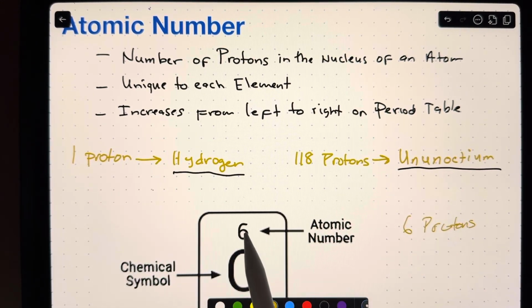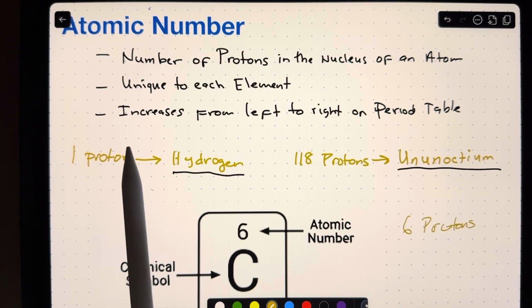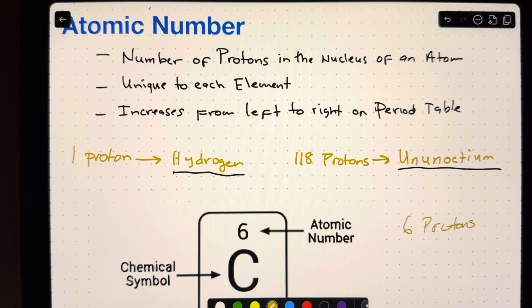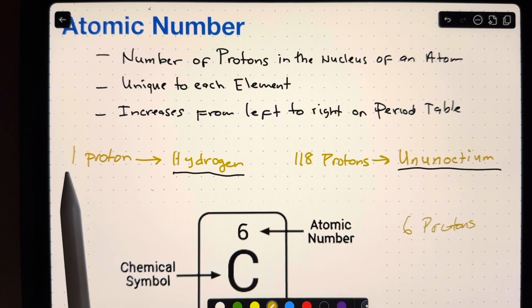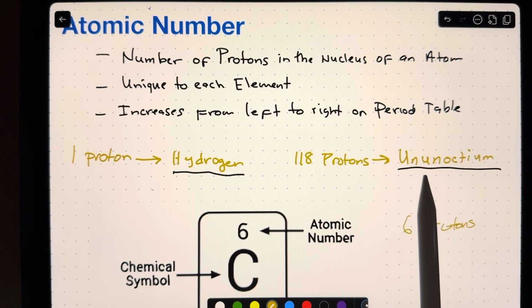If this is 1 up here, that would be hydrogen. See, like right here, hydrogen has 1 proton, that makes it hydrogen. It's like my fingerprint is different from your fingerprint. It's an identifier for elements. And then 118 protons, that's the last element on the periodic table. So this is the first one, this is the last one.